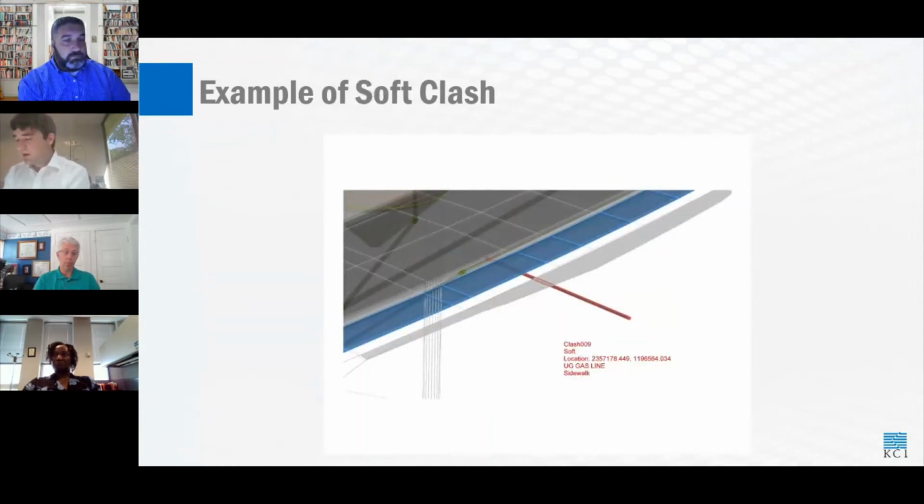So shown here is what a soft clash looks like when you create an individual clash markup. And in this case, we have a gas main, which is in conflict with a proposed sidewalk again. We set the clearance zone vertically for the sidewalk to 3 feet, and this gas line was shallower than 3 feet, thus it is in conflict with the sidewalk. As with the hard clash, we again have the clash number, type of clash, location, and what two items are in conflict. All right, for the next.